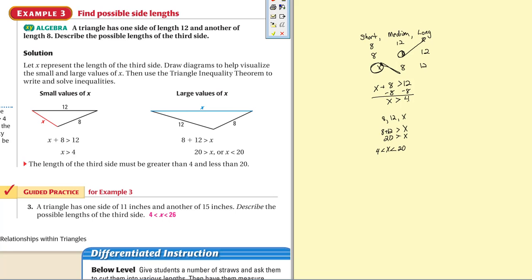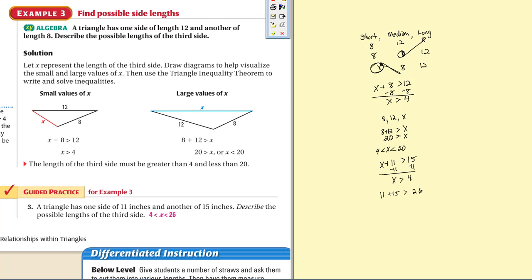Okay, one more example on 3 guided practice. A triangle has one side of 11 and another of 15. What's the other side? So, just like up here, we can take x plus the short one, 11, has to be bigger than 15. If we subtract 11 from both sides, we get x has to be bigger than 4. If we add up the two sides, 11 plus 15, then x has to be smaller than 26.